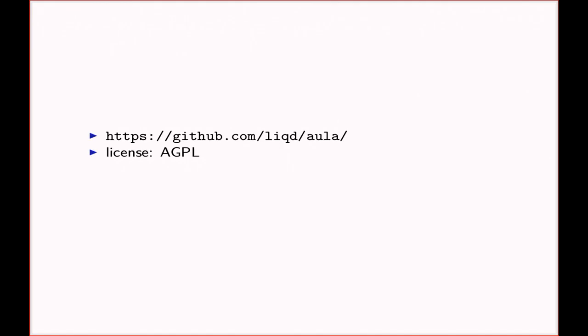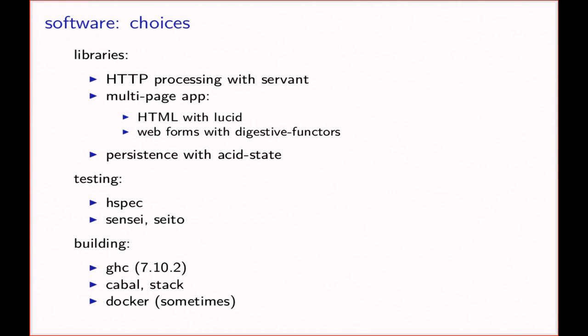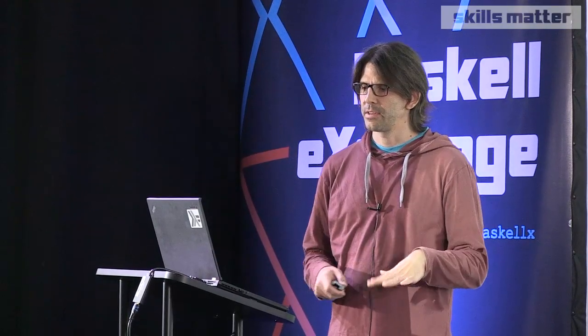So this is where you can get the code. This is what we used. So it's a very old-style, multi-page app. The HTML code is entirely generated on the server side. There's very little JavaScript code running in the browser. We use Servant to deliver the HTML code, Lucid for generating it, and digestive-functors for getting input from the user in web forms. And there's other stuff that I'm going to skip.